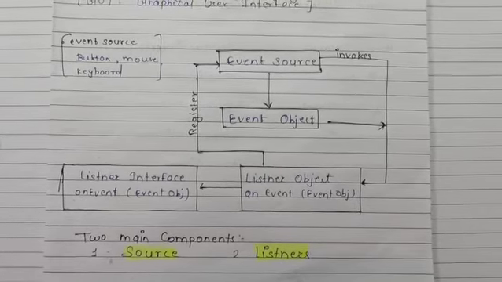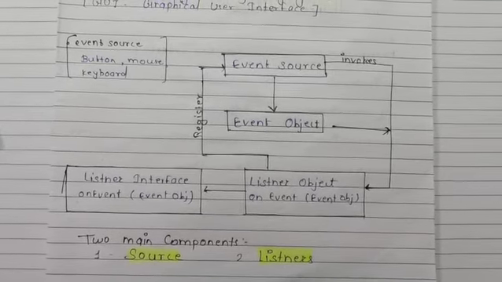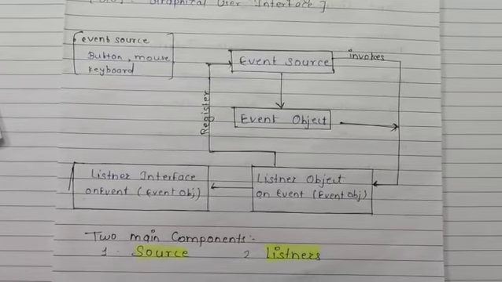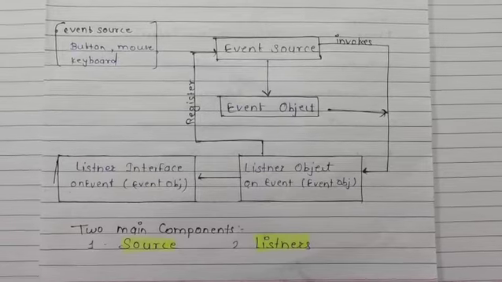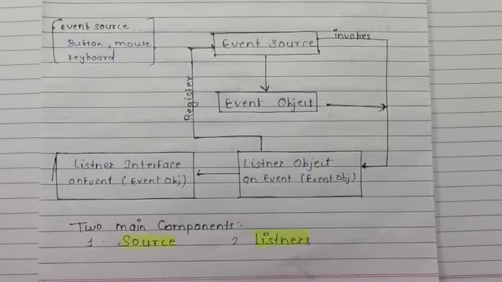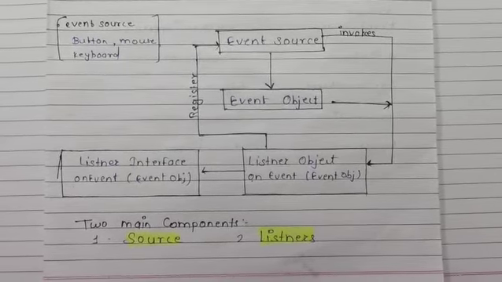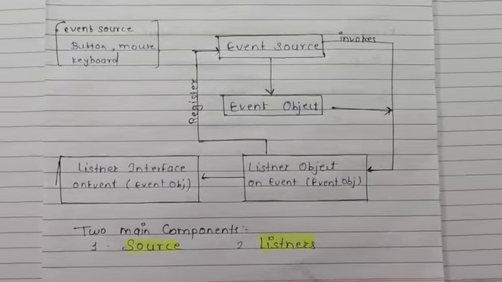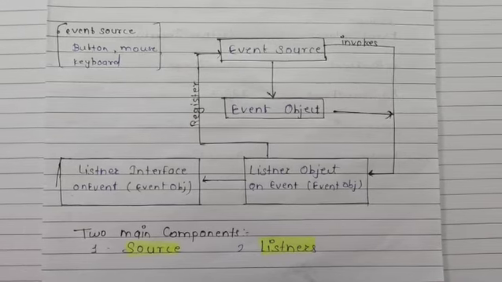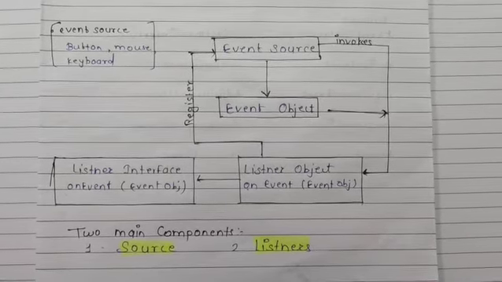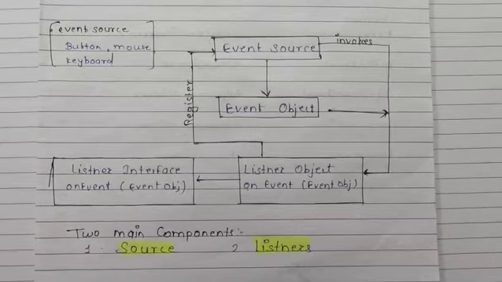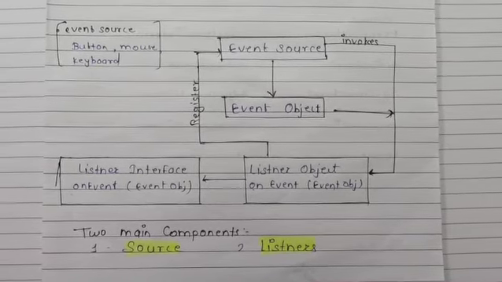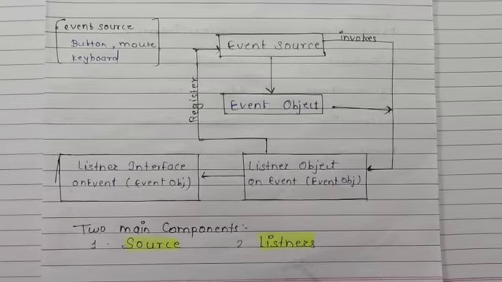Now, we have the event source. What are event sources? Event sources are those through which an event occurs, like a button, mouse, or keyboard. When an event occurs, the change in state is stored in an event object. After that, the event source has its own registration method. With the help of those registration methods, a listener object can get registered to the event source.